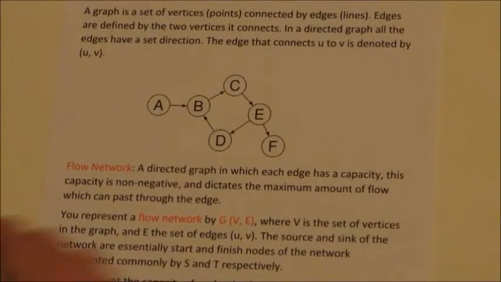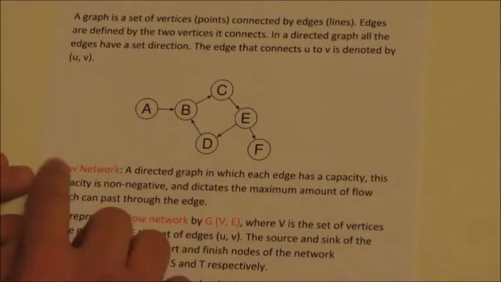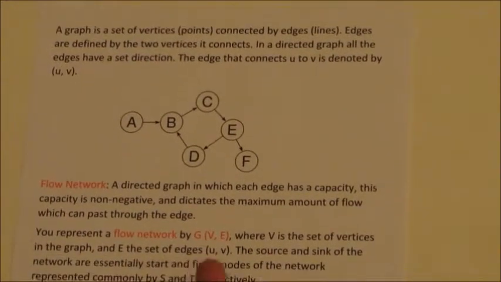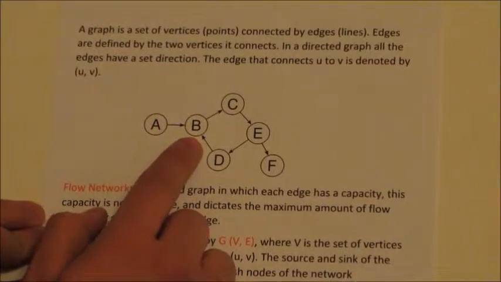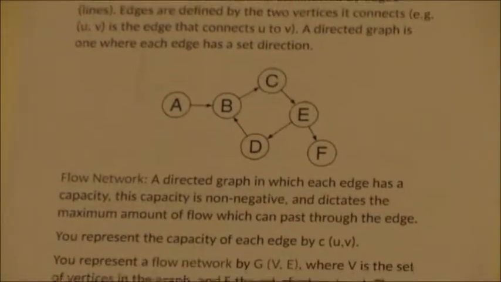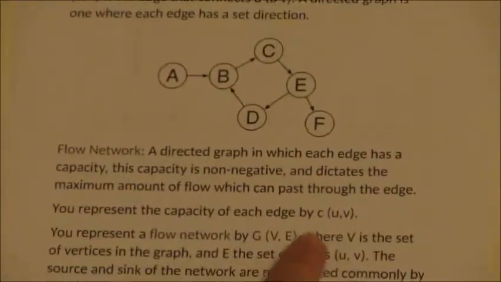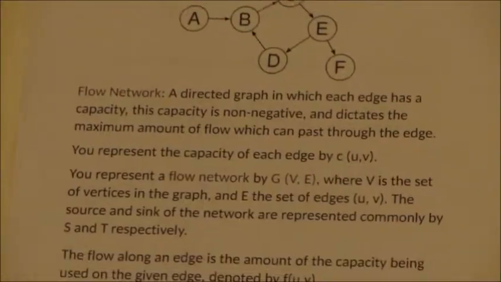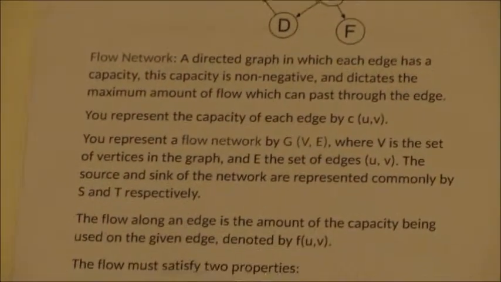So if we were to look at this example, this is an example of a directed graph, because as we can see, there's vertices connected by edges. However, the edges have a set direction, so you can go from A to B, but you cannot go from B to A. So a flow network is simply a directed graph in which each edge has a capacity, denoted by C(u,v). So basically the capacity is just the maximum amount of flow that can pass through the edge.